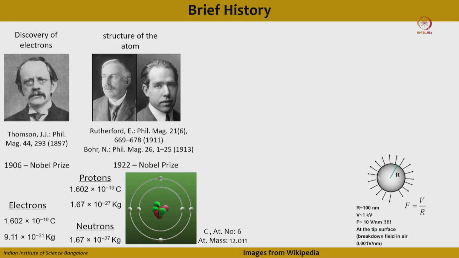So electrons are much lighter, but neutrons, as the term suggests, are neutral, they don't have any charge, but the mass is similar to the protons. Here I am showing you the atomic structure of a carbon atom, where the atomic number is 6 and the atomic mass is 12. The mass of 12 means there are 6 protons and 6 neutrons, which comes out to 12. This is the structure of the atom which was proposed between 1911 and 1913.